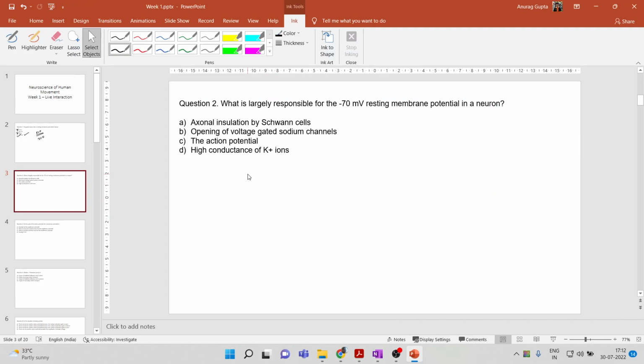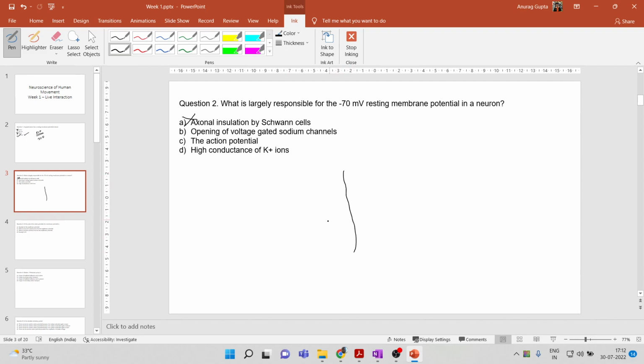Yeah, so let's go through this step by step. We'll go through each of the options. The first option is axonal insulation by Schwann cells. Schwann cells are responsible for increasing the conduction velocity of the action potential. So they have nothing to do with the resting membrane potential. So that is not the option. This is wrong. And then opening of voltage gated sodium channels.